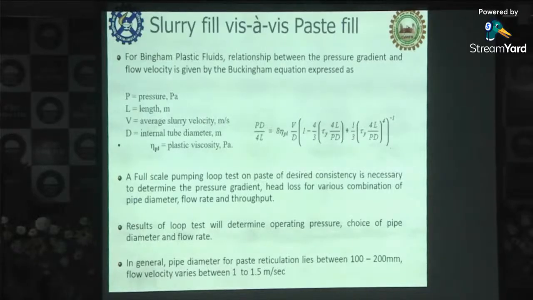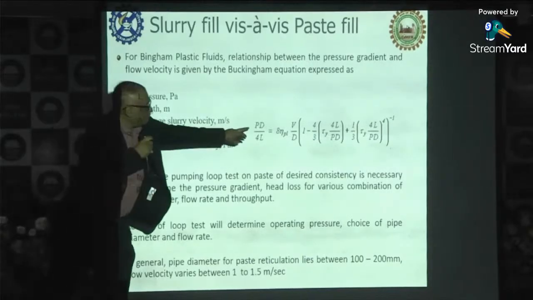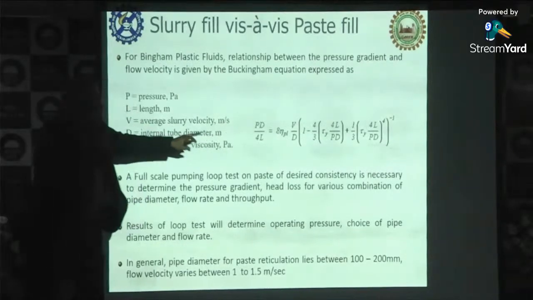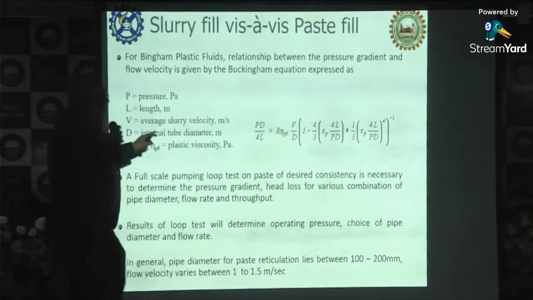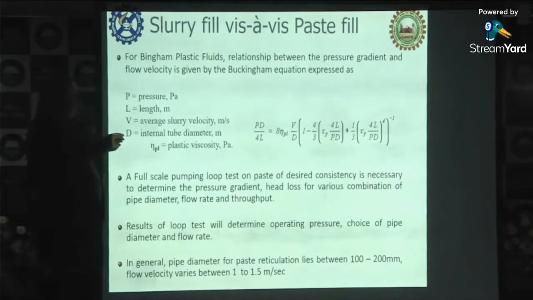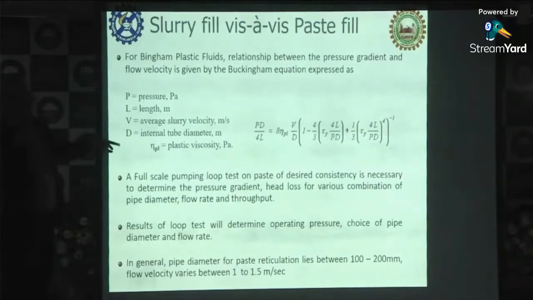For a Bingham plastic fluid, the relation between the pressure gradient and flow velocity is given by the Buckingham equation. The pressure gradient is very important, and that is what we need to find. By rheological study we find out the viscosity as well as the yield stress. By this we can predict the pressure gradient for a particular diameter. Here D is the internal diameter of the tube or the pipeline, V is the average slurry velocity, and L is the length of the pipeline which we are taking into account. By this formula, we can predict the pressure losses, and on this basis, we can find out the distance it can travel for a particular scenario.